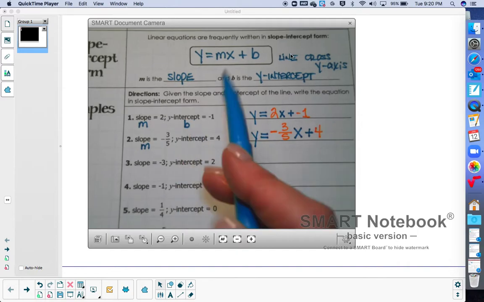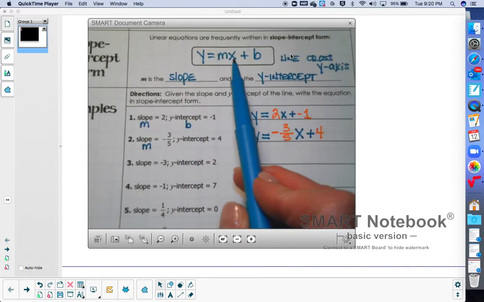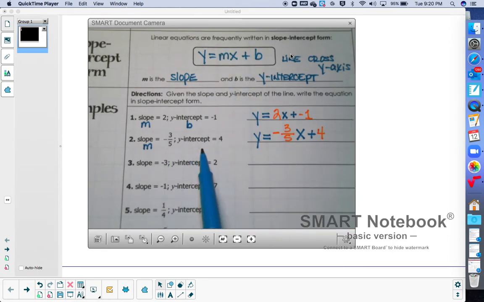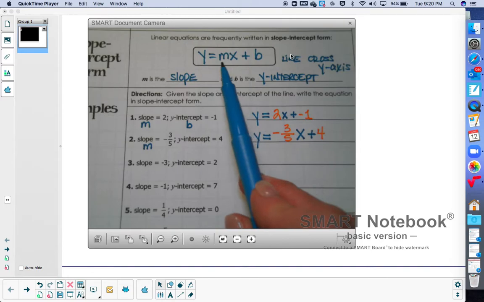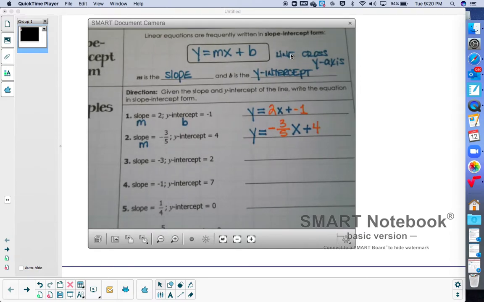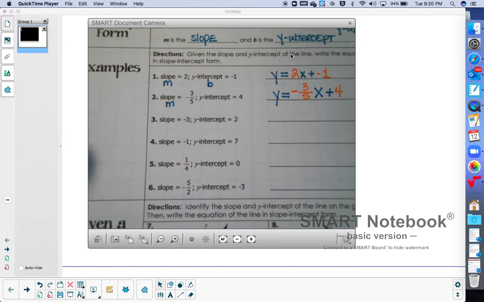So I'm customizing my model equation. I'm customizing it by replacing the m and the b with the appropriate values, and then x and y stay variables, because the x, y represent ordered pairs that would be on this line. Let me move down and do number 5 on the video.